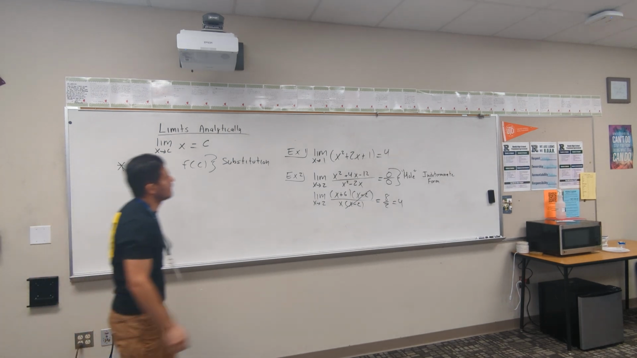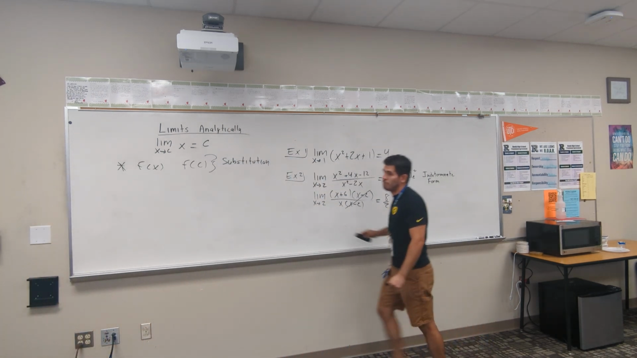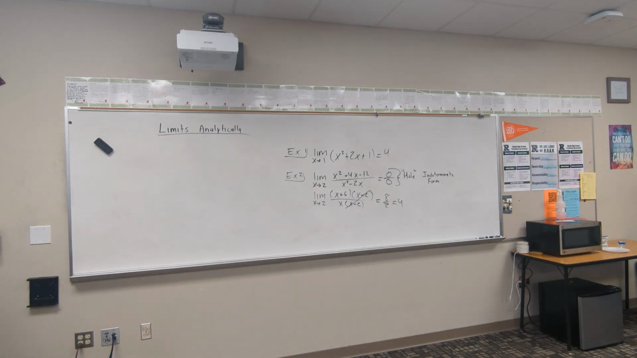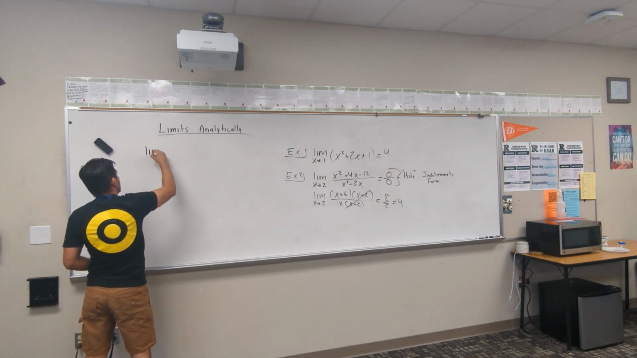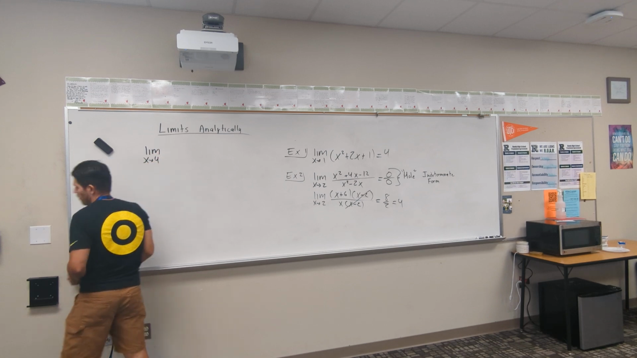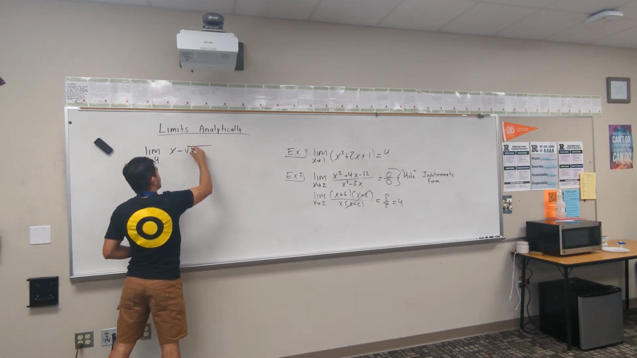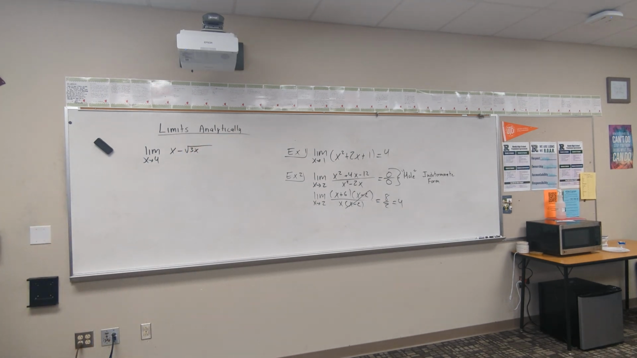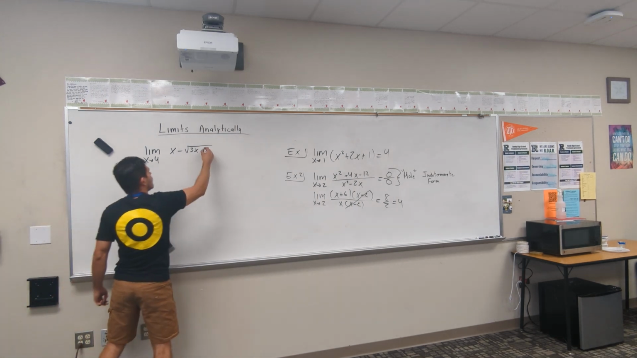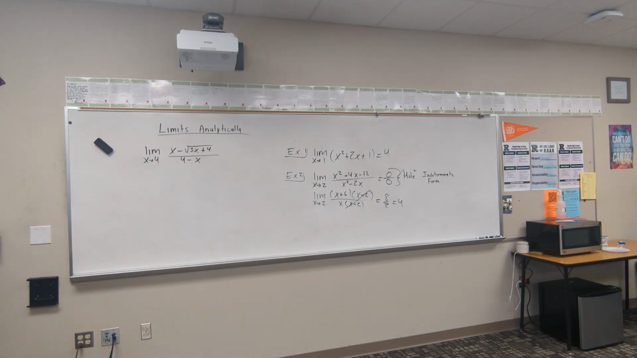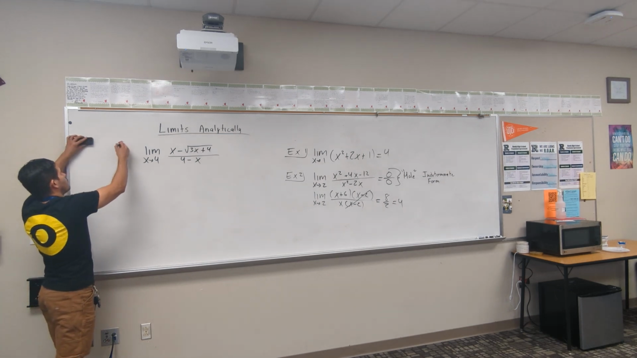Alright, let's try another one. What is the limit as x approaches 4 of x minus the square root of 3x plus 4, over 4 minus x? Cool. So example 3.